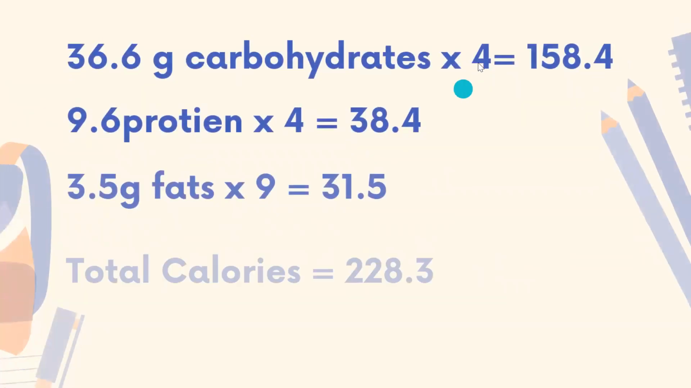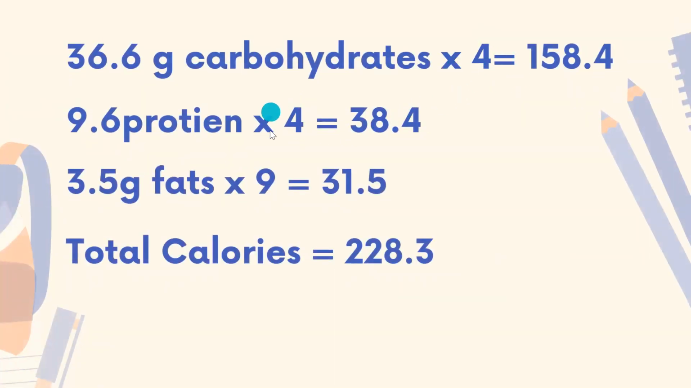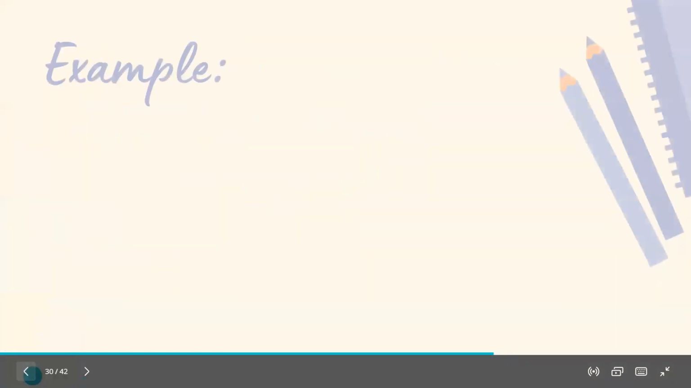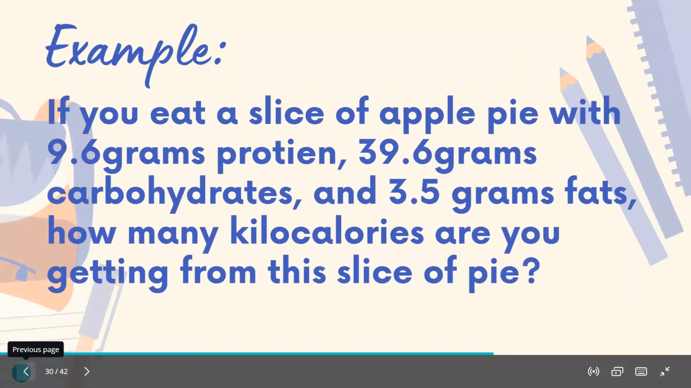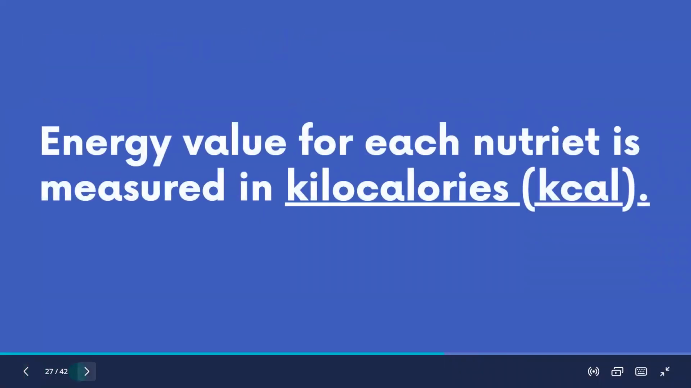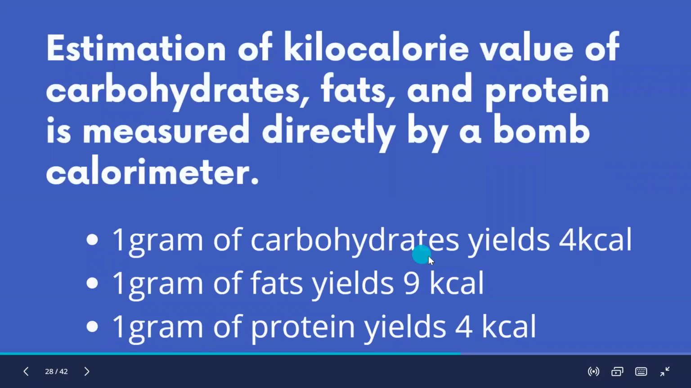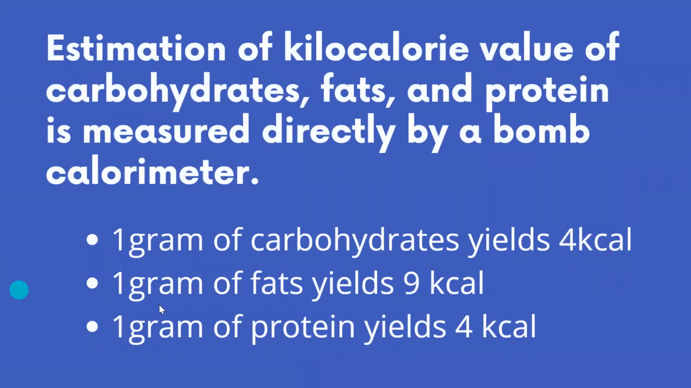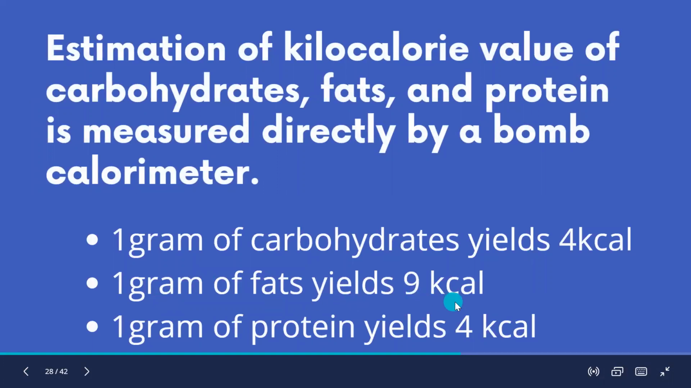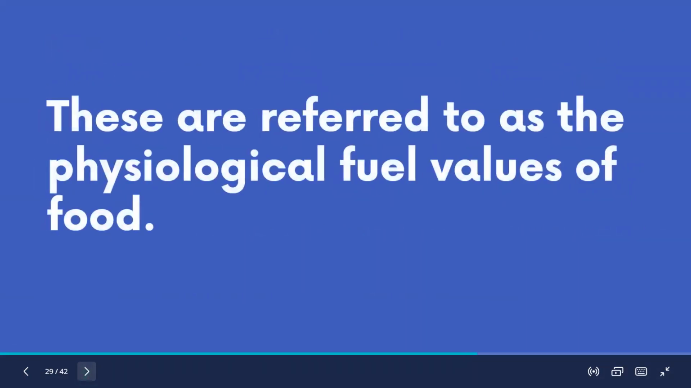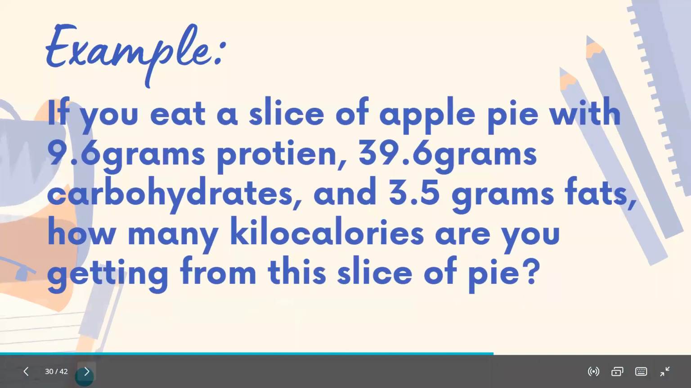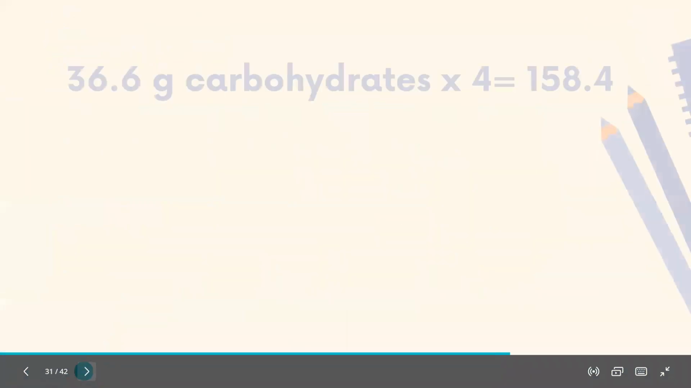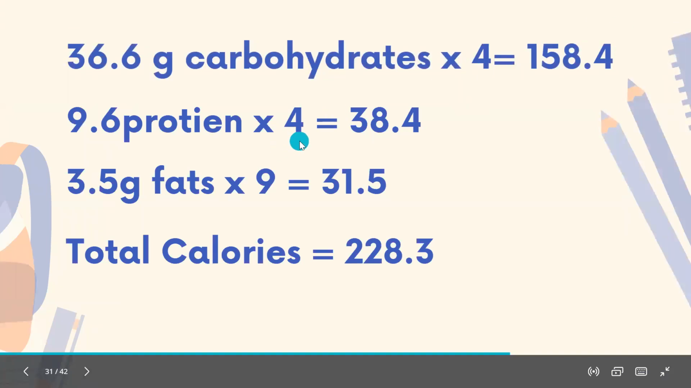Where did we get the 4, 4, and 9? As we discussed a while ago, 1 gram of carbohydrates yields 4 kilocalories, 1 gram of fats yields 9 kilocalories, and 1 gram of protein yields 4 kilocalories. That's where we got the 4, 4, and 9.